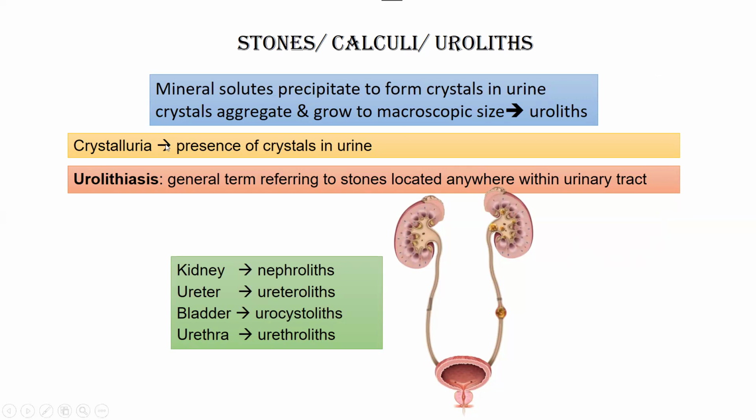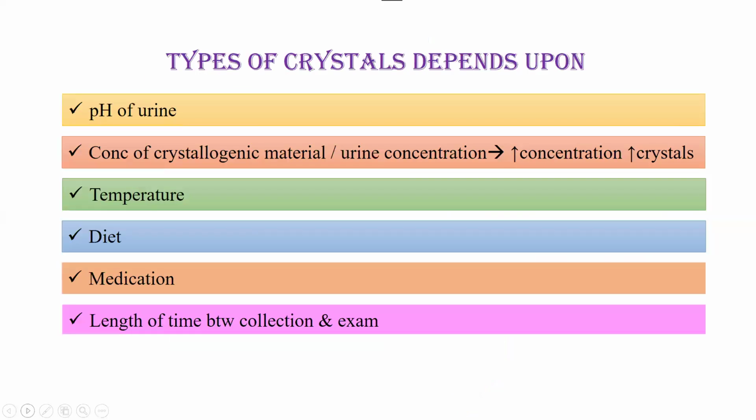So crystalluria means the presence of crystals in urine, versus urolithiasis, which is a general term referring to stones located anywhere within the urinary tract. If it is in the kidney, it is called nephroliths. If it is in the ureter, it is called ureteroliths. In the bladder, urocystoliths, and in the urethra, urethroliths. So that was about terminology.